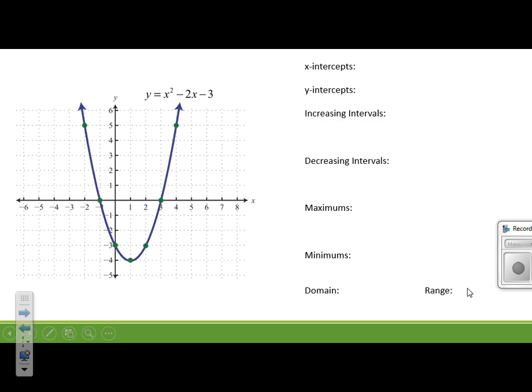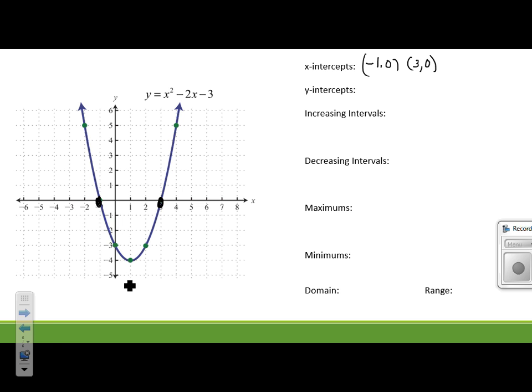All right, let's do one more. Here I have this graph. Let's take a look at the x-intercepts. The x-intercepts are where y is 0. So these are my two x-intercepts, (-1, 0) and (3, 0).